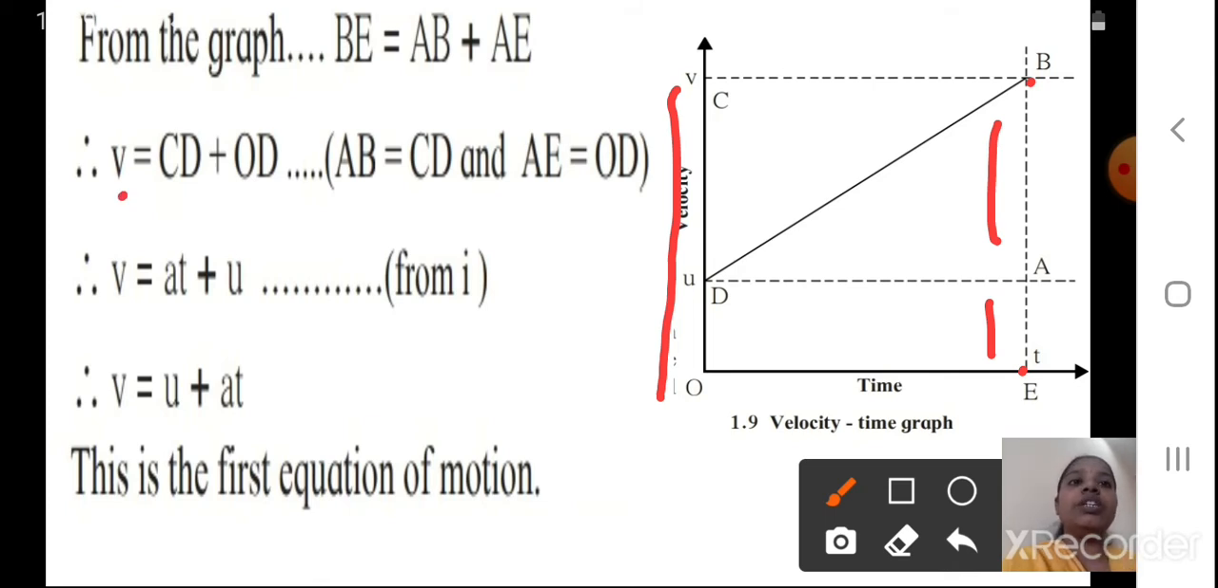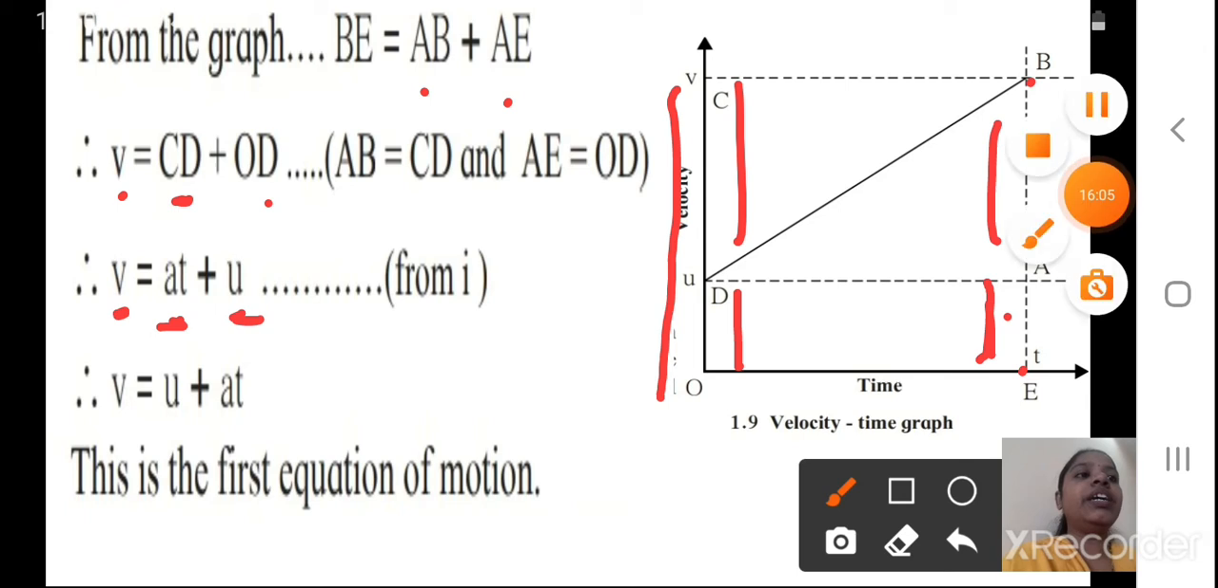Now AB is equal to this CD part, and this AE is equal to this OD part. Opposite sides are the same, as you can see. So instead of AB I have put CD, instead of AE I have put OD. What did you get now? The CD value you now got, what is that? At. OD value you already know is u, and v you already know.